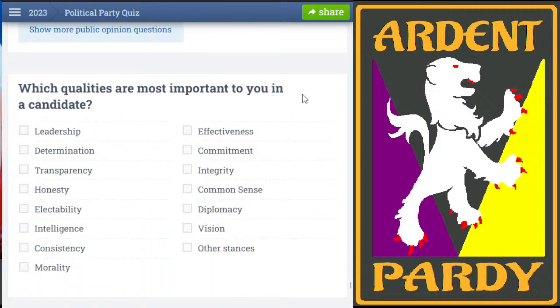What qualities are most important to you in a candidate? Let's see. Integrity, common sense, honesty, vision, consistency. I would say morality, but it's really kind of stupid to expect a politician to be moral.